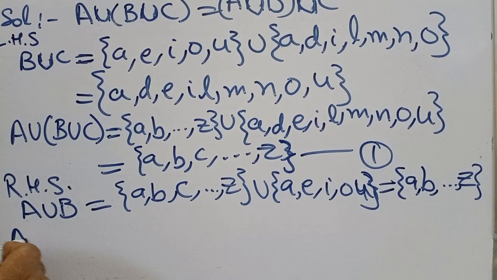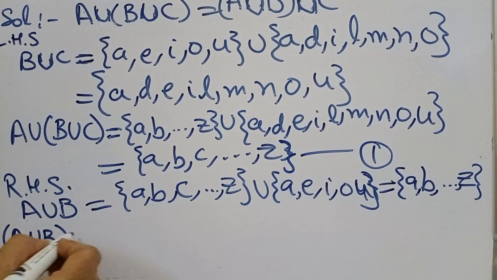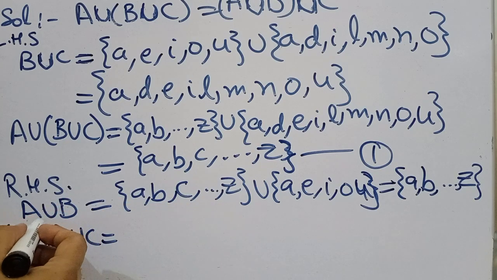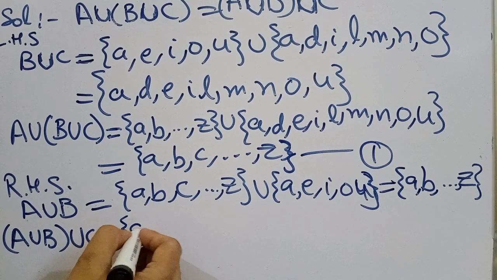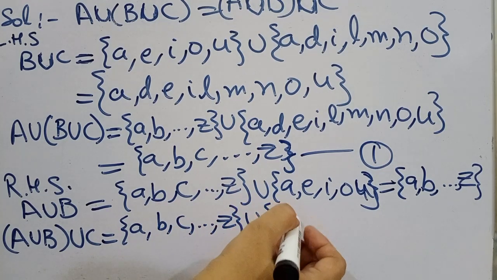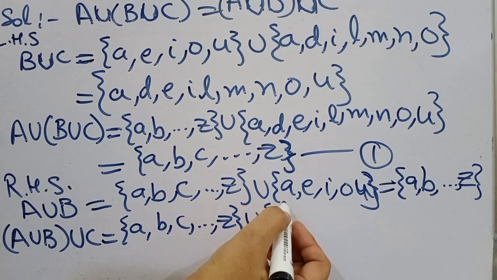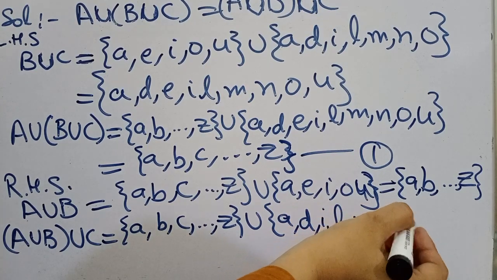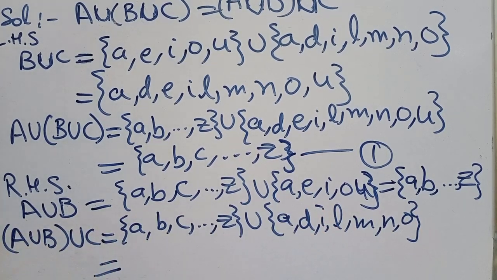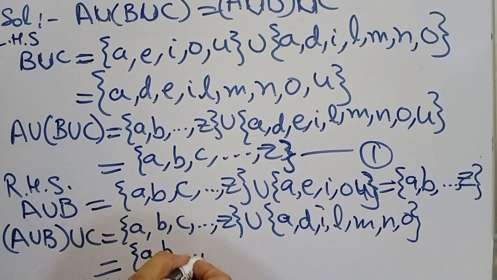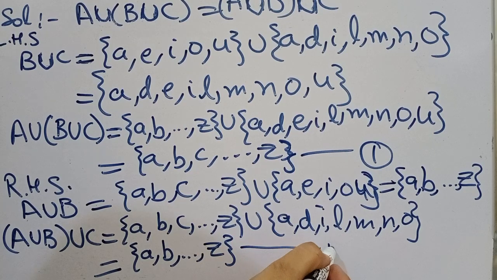Next, we are solving (A union B) union C. The union of this right hand side portion, A union B, with C: A, B, C up to Z union set C, which has elements A, D, I, L, M, N and O. This is again a subset of this set, so we write only the superset, which is A, B up to Z. We call it equation number 2.